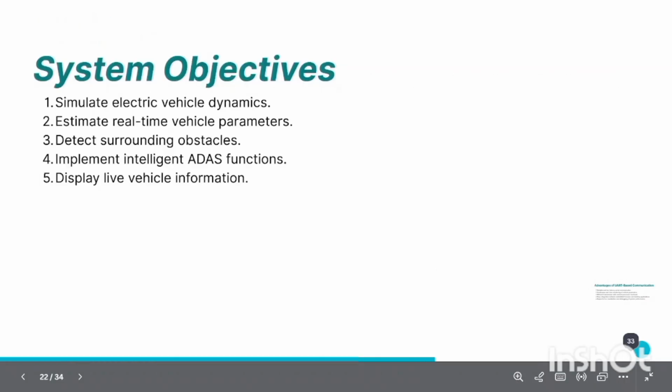Core system objectives. Our system execution meets five primary objectives. It tracks internal vehicle powertrain models, estimates dynamic physical states, processes obstacle boundaries across three spatial arrangements, executes predictive safety routines, and pipes telemetry out to a dashboard display.